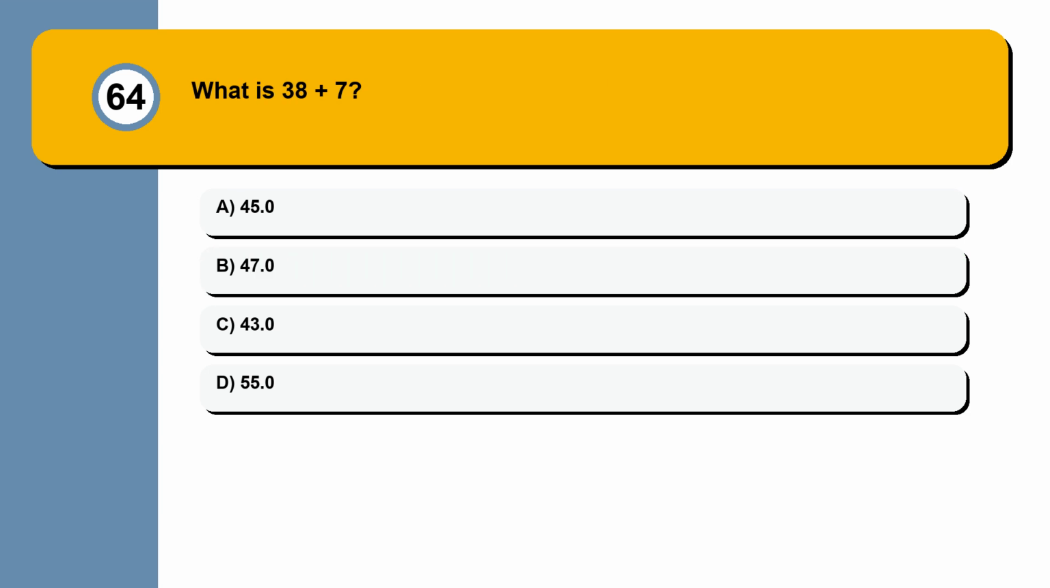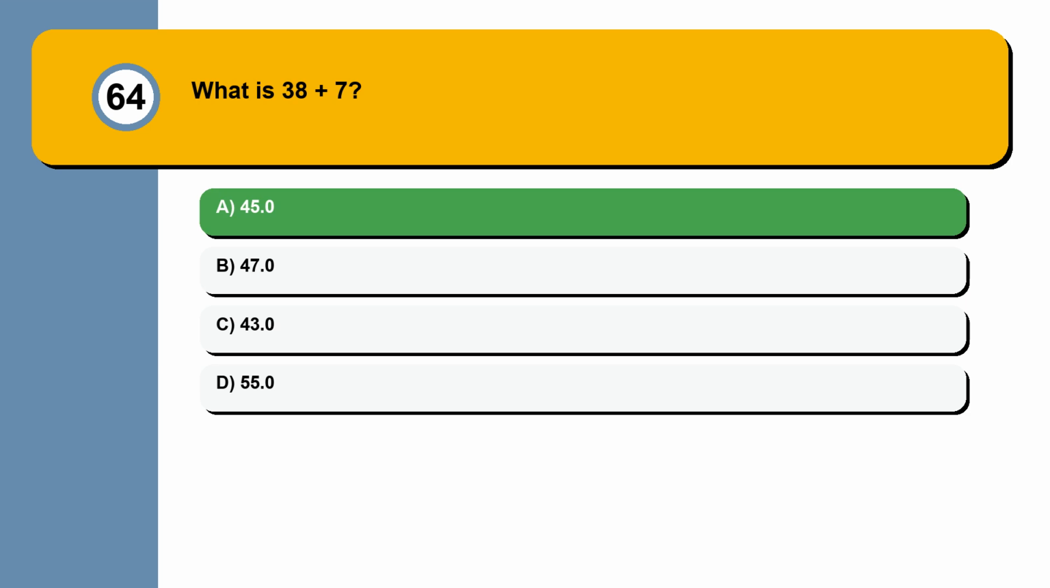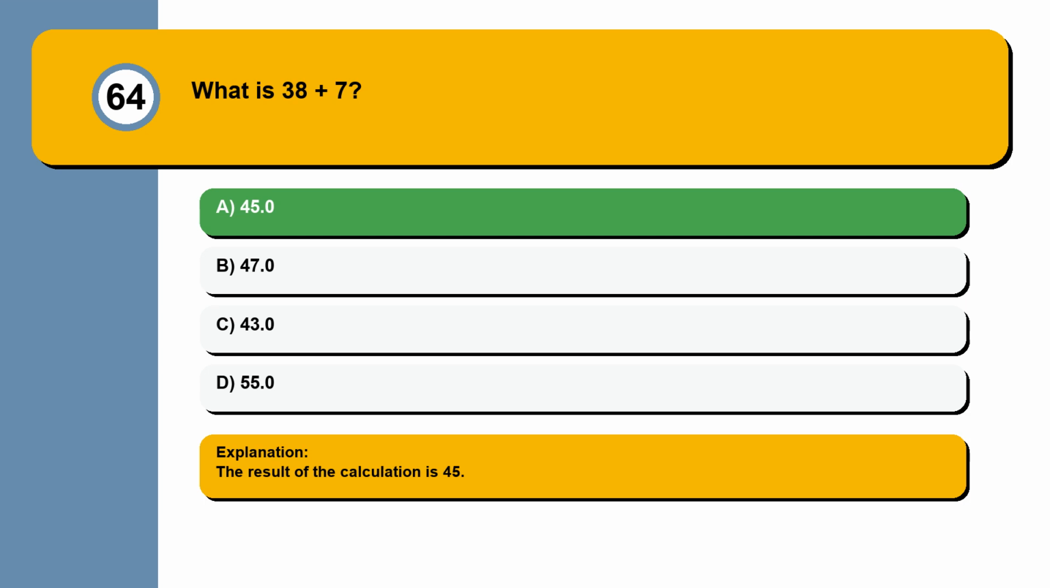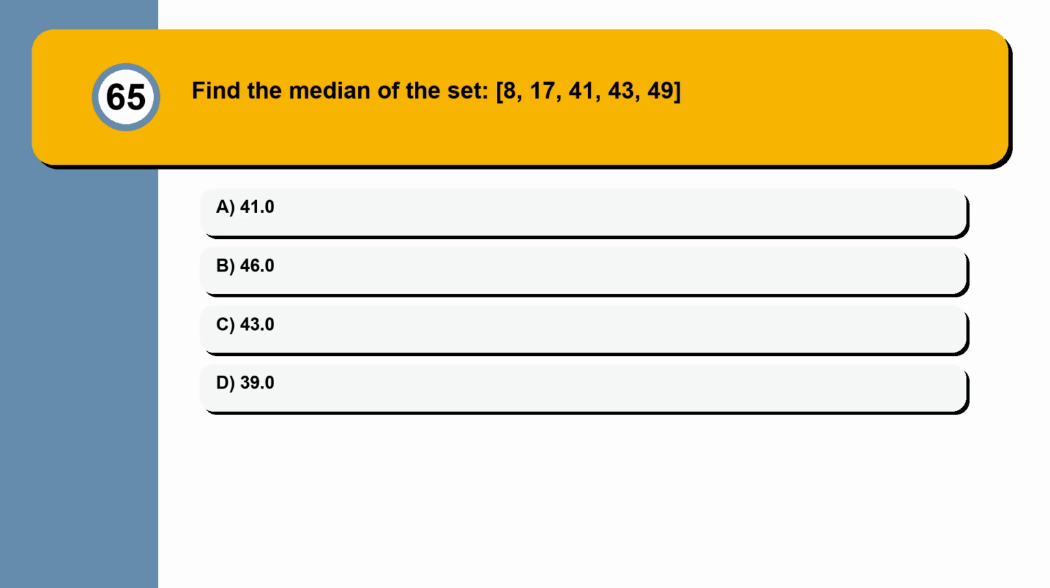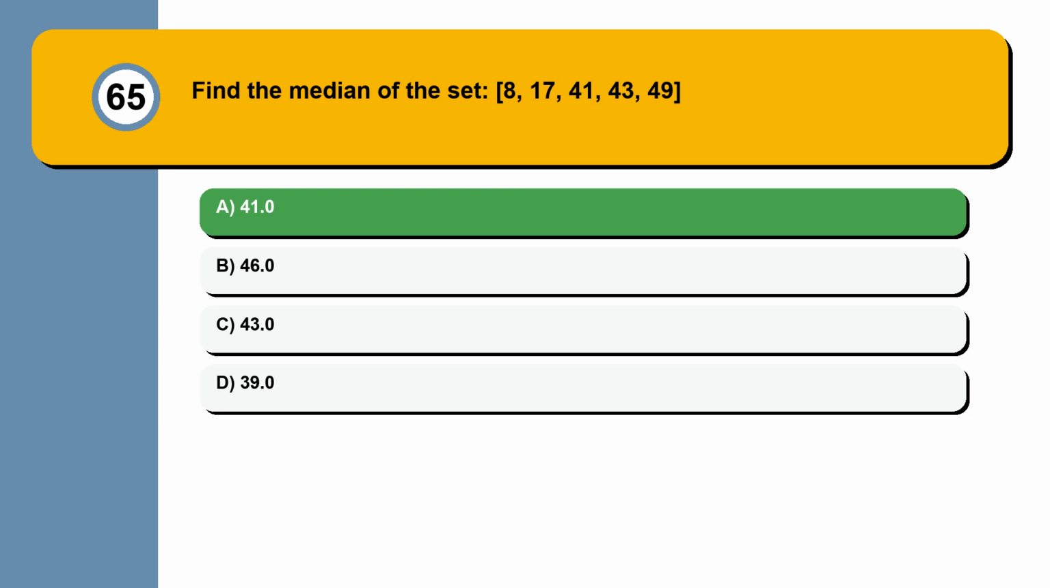Question 64. What is 38 plus 7? 45.0, 47.0, 43.0, 55.0. The result of the calculation is 45. Question 65. Find the median of the set 8, 17, 41, 43, 49, 41.0, 46.0, 43.0, 39.0. Calculated result is 41.